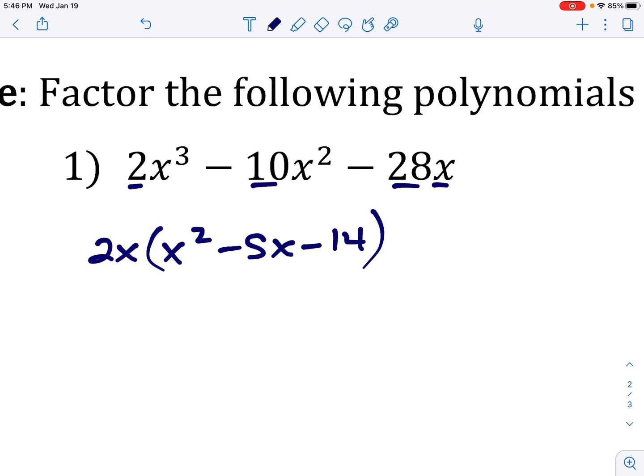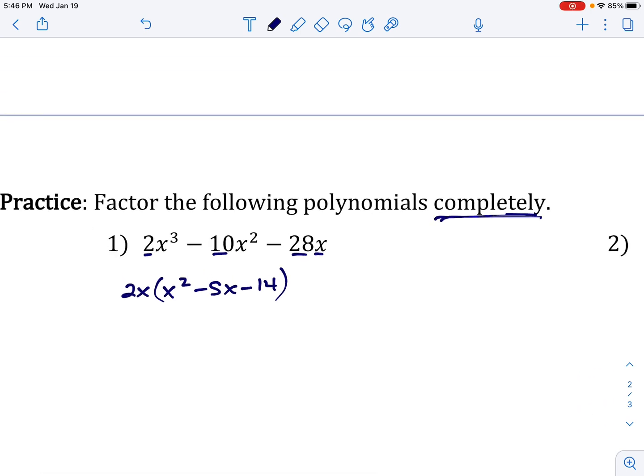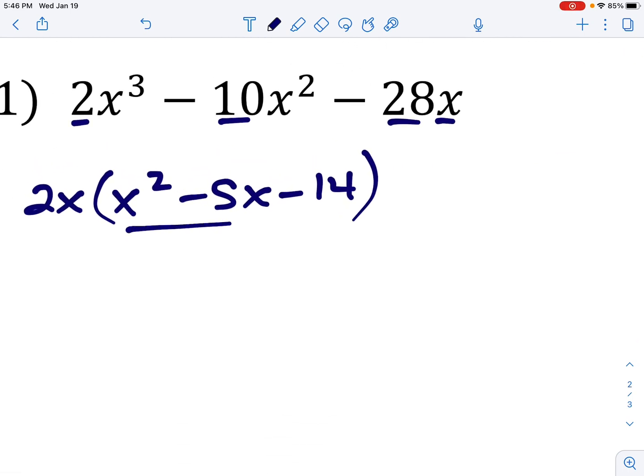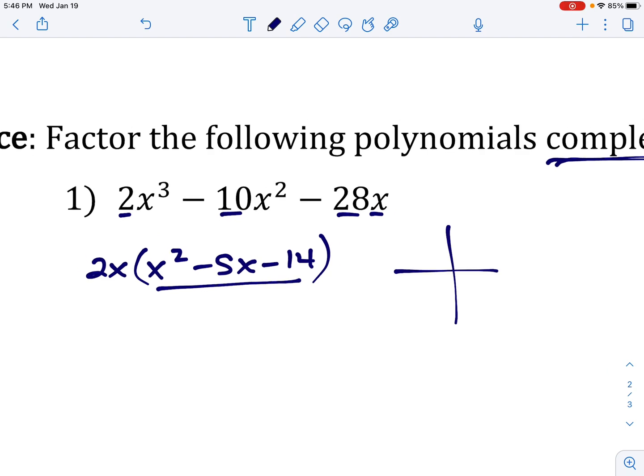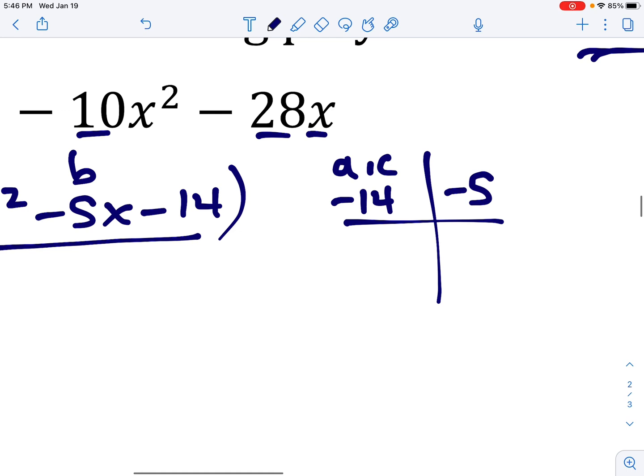Okay, I'm not done. My goal is to factor completely. And so I have this trinomial right here that I still need to factor. So remember, we're going to follow the factoring rules for the trinomial. A times c, which our a is 1 in this case, so 1 times negative 14 is negative 14. And b is negative 5. So multiples of negative 14 that add up to be negative 5. So if you think about that, take a minute to think about it. You should have gotten negative 7 times 2 is negative 14, but added together gives you negative 5.